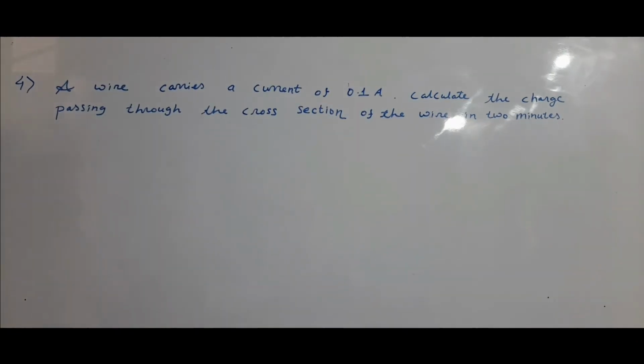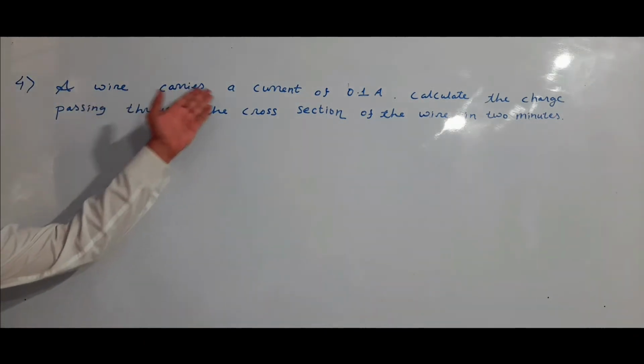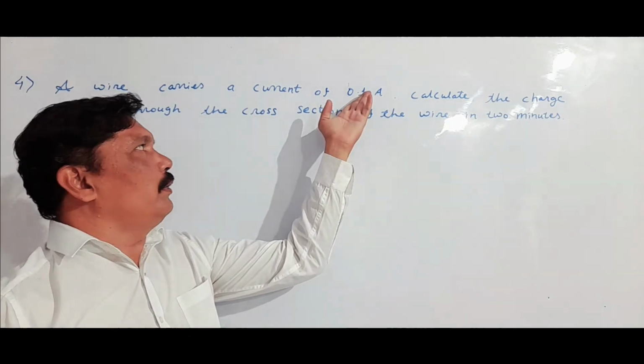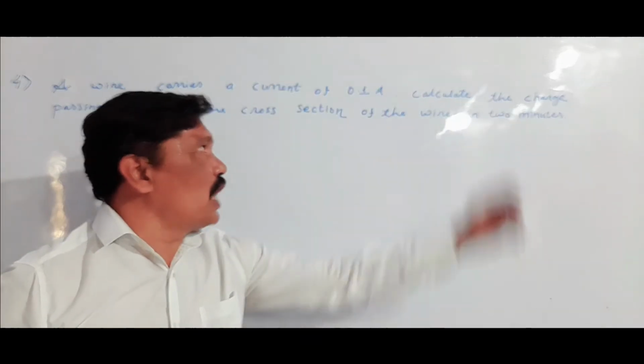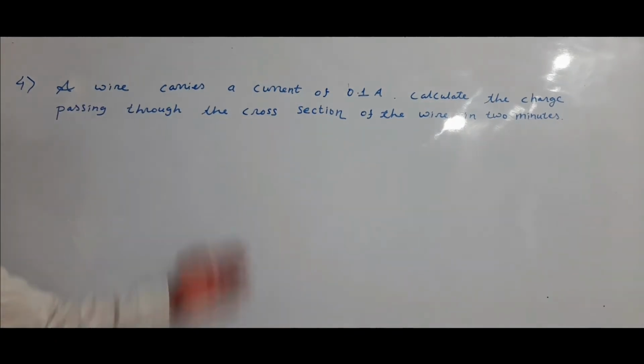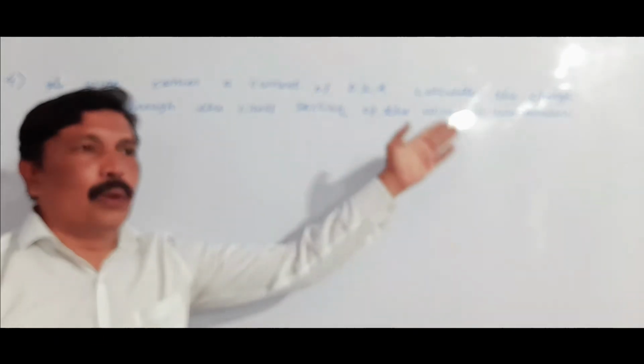Let's have brainstorming over the problem. A wire carries a current of 0.1 ampere. Calculate the charge passing through the cross section of the wire in 2 minutes.